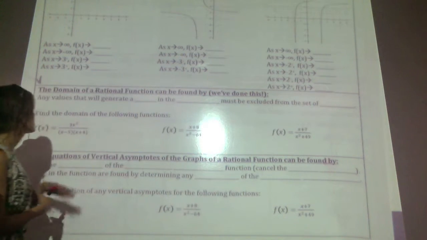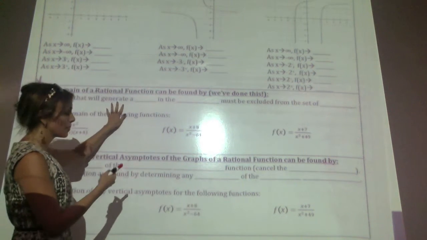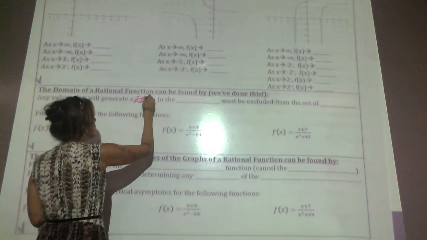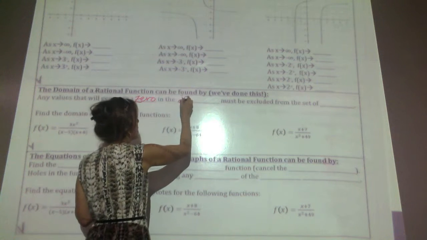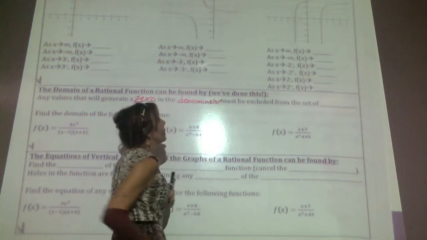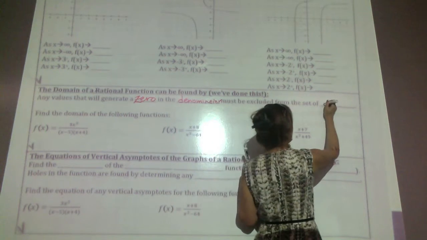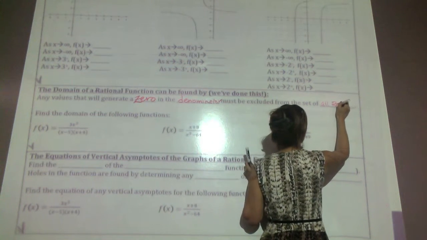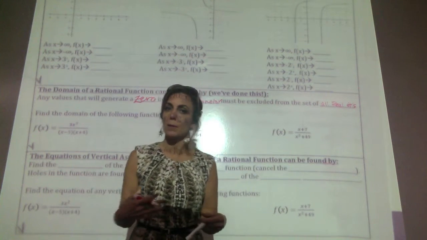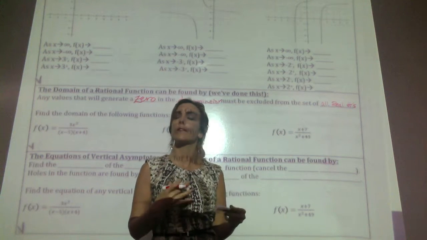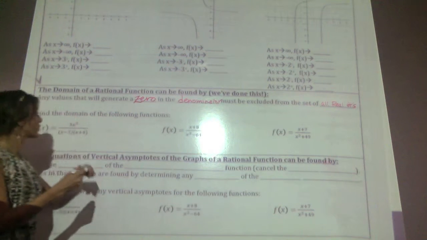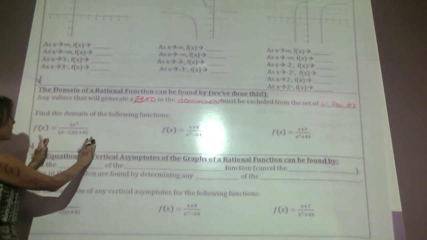So in the notes it would say any values that generate a 0 in the denominator must be excluded from the set of all real numbers. Okay, so remember, we're always starting with all real numbers, and then we're finding the values in that set that would cause issues. All right, so let's look at this first rational function.